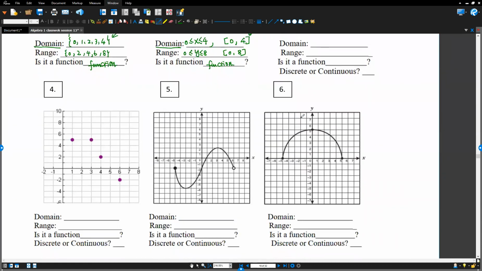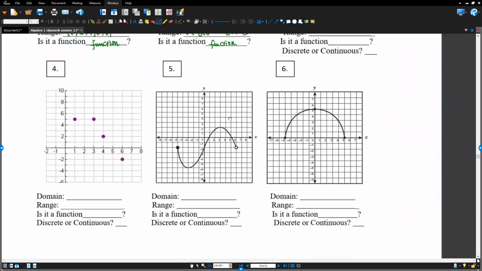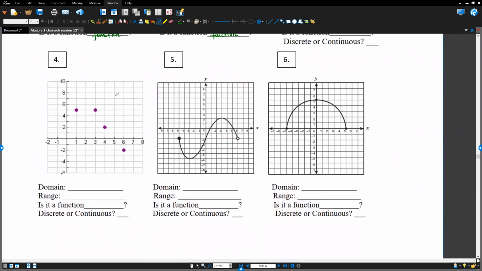Okay, we continue with a little more practice over here. Okay, that's fine. 4 and 5 and 6. This is discrete points. The second one is continuous. The third one is continuous.